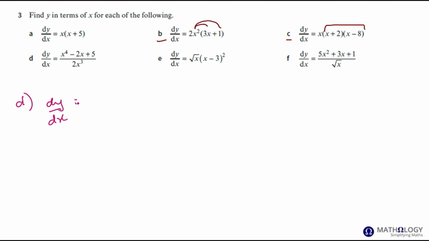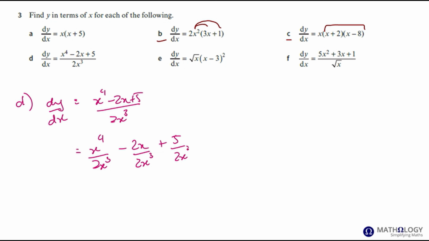dy dx equals x to the 4 minus 2x plus 5 over 2x cubed. Now, because we have, again, there is a quotient rule for differentiation and for integration, but that is only part of paper 2 and paper 3. So we are going to have to divide each of these terms in the numerator by the denominator. The denominator is a single monomial. It's a single term. So we will have x to the 4 over 2x to the 3 minus 2x over 2x to the 3 plus 5 over 2x to the 3.